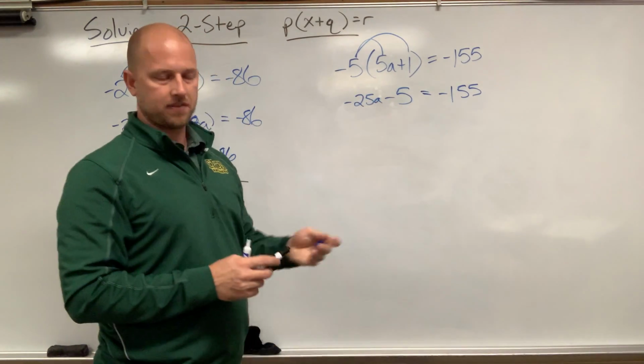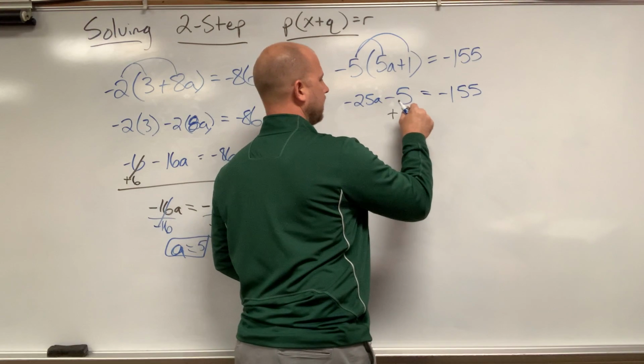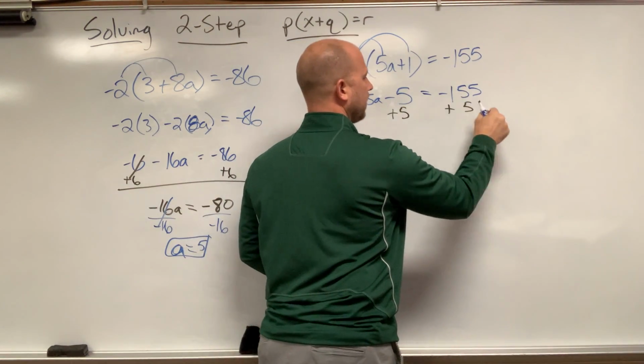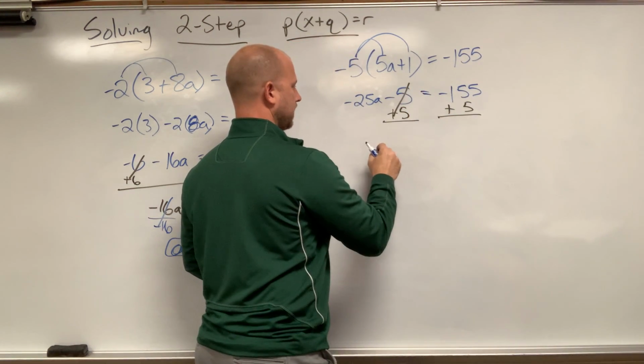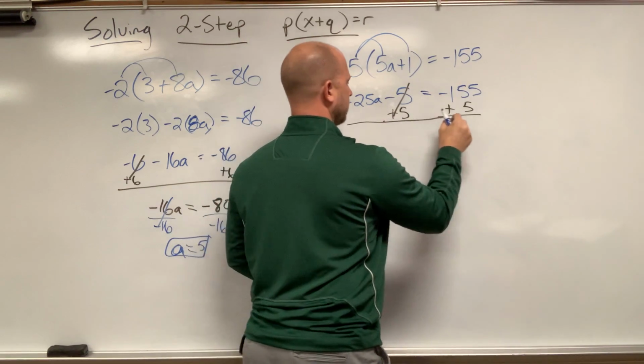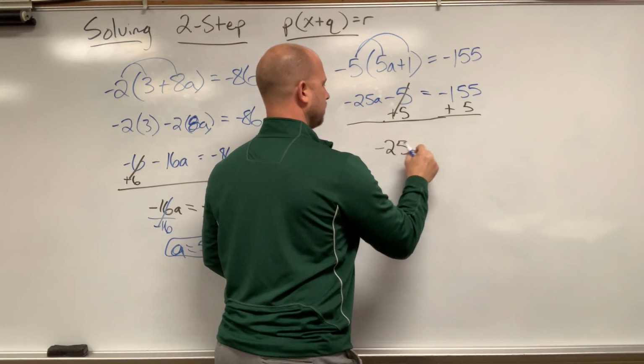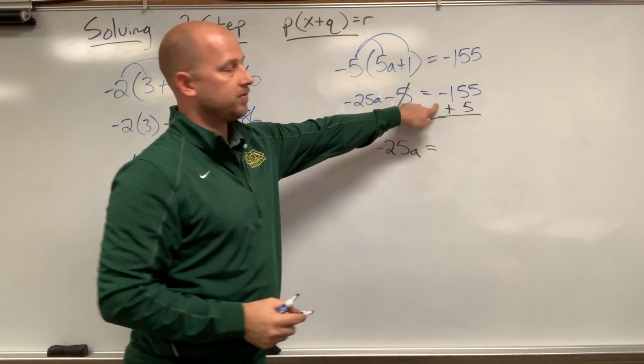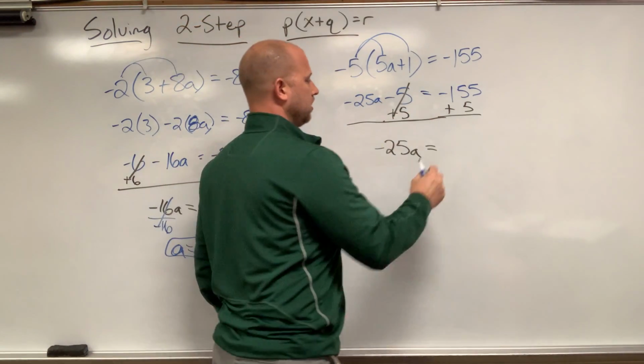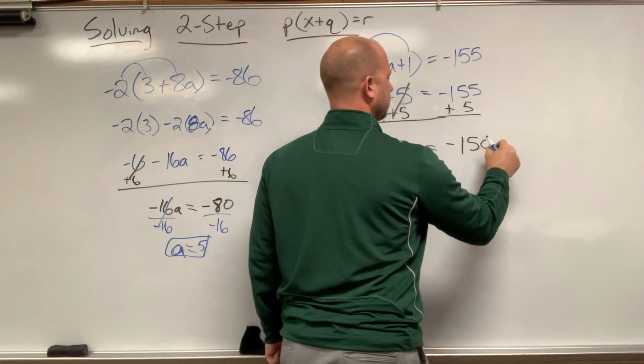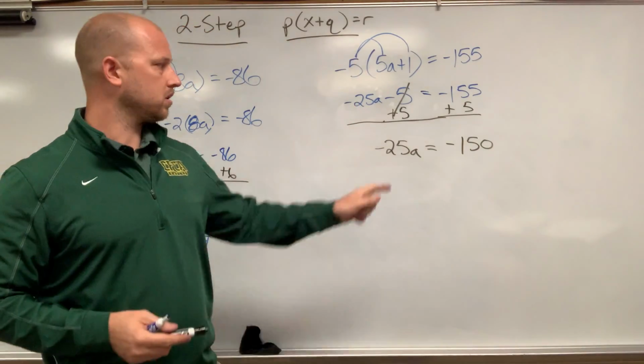All right, again, multiplication is going on here, so that stays for the end. We must add the 5 first. Add 5, add 5. They cancel out. Let's do this all the way across. Negative 25a equals, different sign, subtract, negative 150, and then you take the sign from the larger number.